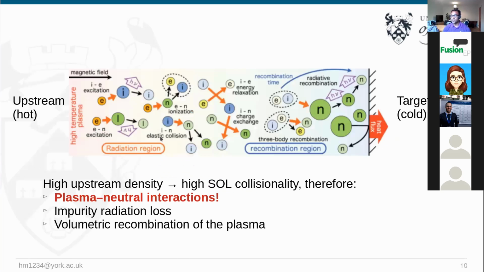There are quite a few plasma-neutral interactions here, but the main things to consider are the impurity radiation loss and volumetric recombination. The main upshot of all this is that plasma coming from upstream is really hot, but by the time it gets to the target, it's very cold, and you have a lot of sinks in the process.